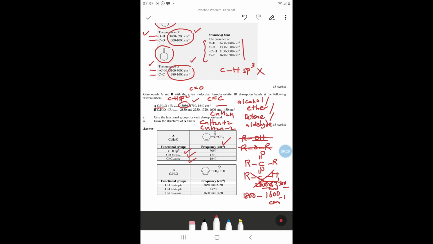Okay, so for A, I already explained. I hope for B, you already have some information on how to solve this kind of problem. So anything that you don't understand, you can ask me.